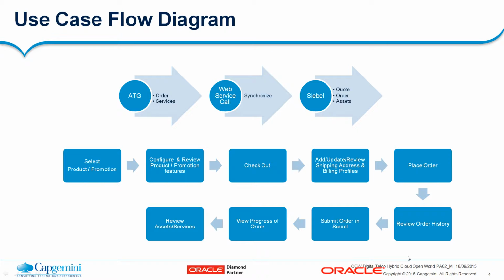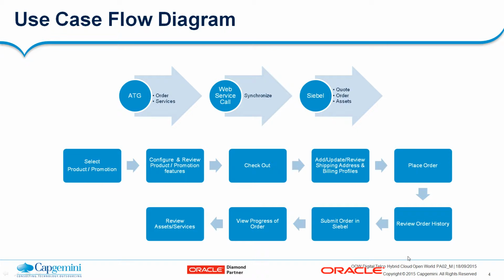and the CSR can review these order details and can modify any details that he needs to update manually. After that, he will submit the order for further fulfillment in Siebel to the downstream system.